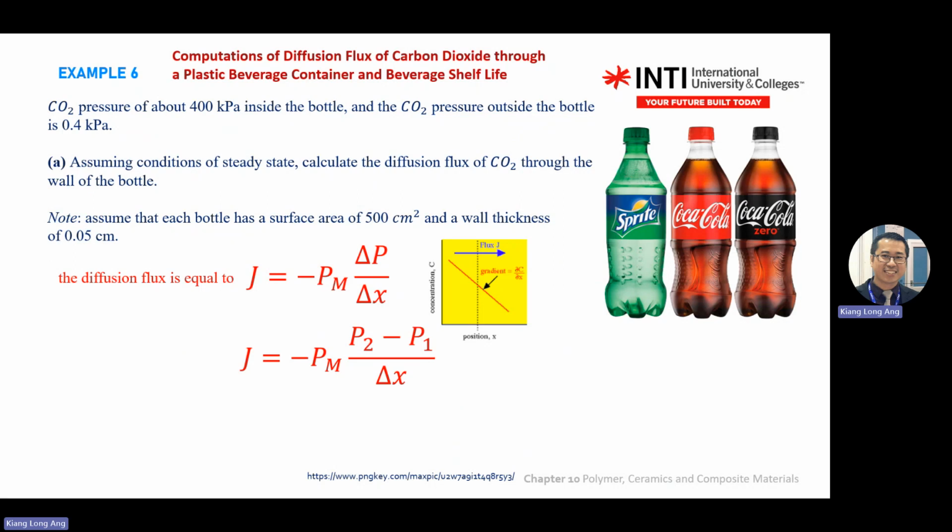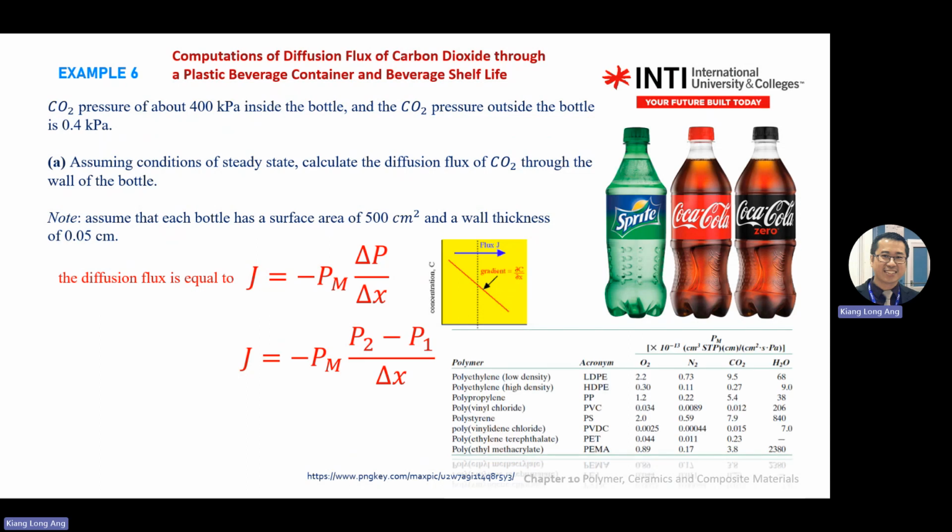The CO2 is inside and you want it to come out. So the pressure difference between the inside and outside, and Delta X is the thickness. PM you read from the table. So this one is CO2, so read from here. Then it depends on what material. This one is PET, so go and read PET.